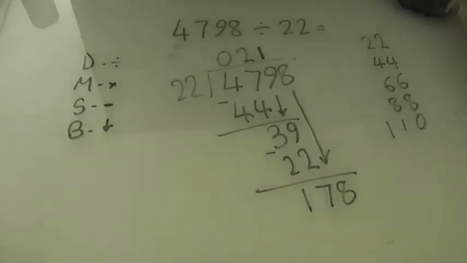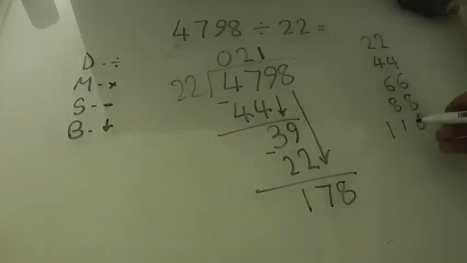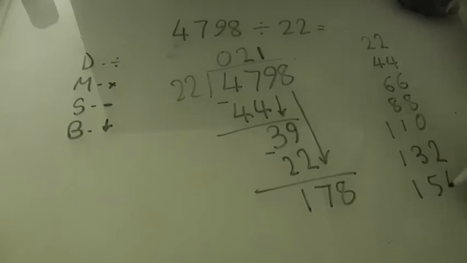So this means that I will need to go slightly higher with my times tables, won't I? So we do, just carry it on. So we've got a 3 there, 2 there, 1, 5, 4, 1, 7, 6. There we go.